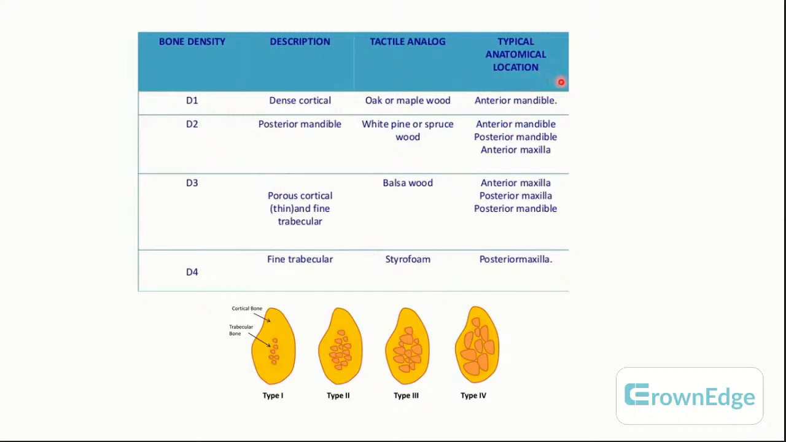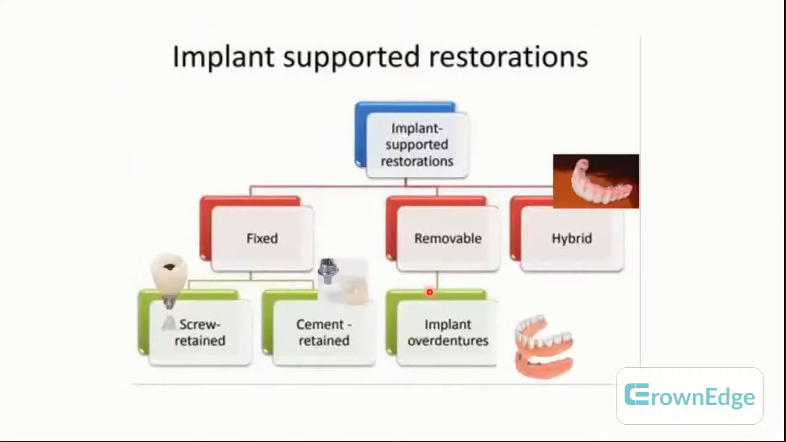Also know the areas where they are present. We discussed this the last time around as well. So know the description, analog, and the anatomical locations of all 4 types of bones. Know what D1 to D4 signifies. Okay. So when I talk about implant-supported restorations, like I was discussing in the first slide, we talk about fixed, removable, and hybrid.